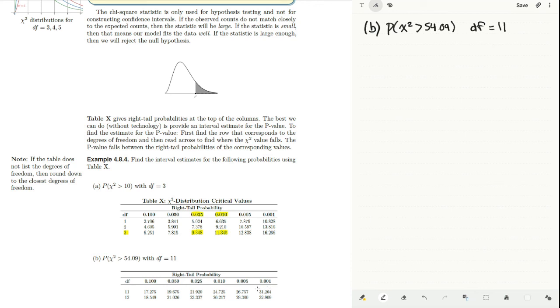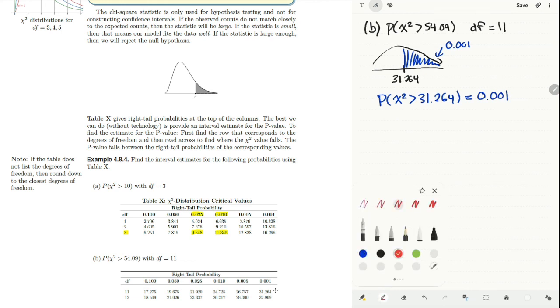So now let's write down what the closest value in the table is telling us. The table tells us that the area to the right of 31.264 is equal to 0.001. So mathematically, the area to the right of 31.264 is equal to 0.001.